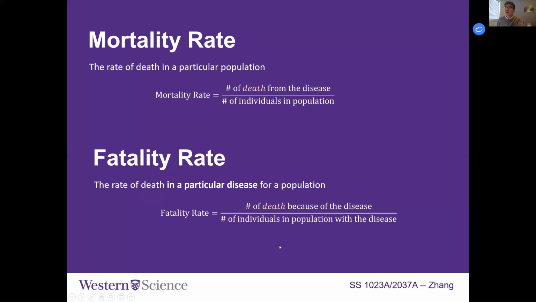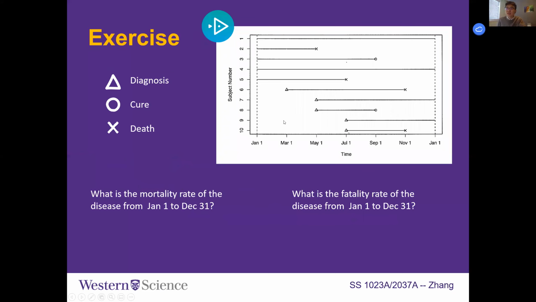So back to our example, if we want to calculate the mortality rate and fatality rate, we just follow the definitions in our formula. For the mortality rate, we look at how many people died in our general population. In our case, we have 1, 2, 3, 4, so 4 individuals died, and in total we have 100. So our mortality rate is simply 4 over 100. And sometimes we multiply by 100 to make it a percentage, because a percentage is always easier to understand.